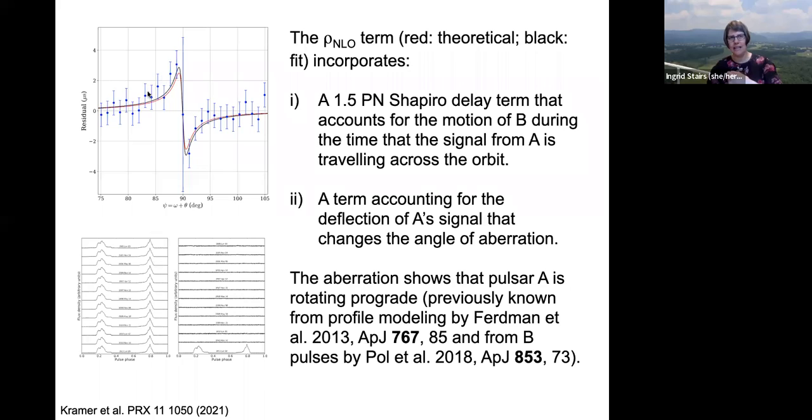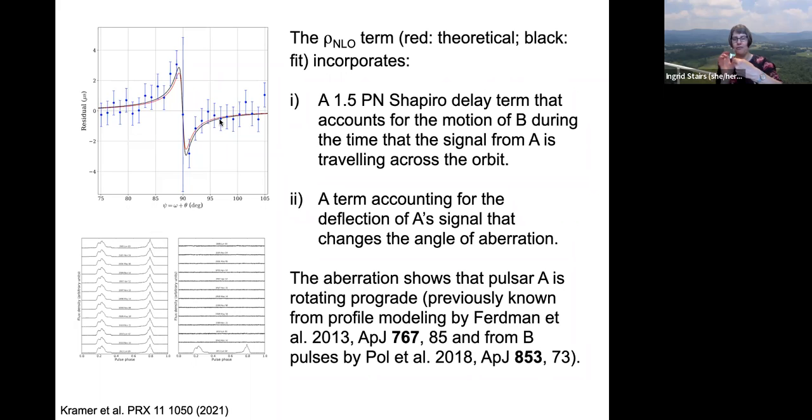We see a delay in the signal as it moves behind pulsar B, and we see the signal coming a little early as it moves away from pulsar B. So it's just a slight change in effectively the angle from which we see the radiation, which translates into a difference in the time of arrival. So what this means is that we're able to distinguish between pulsar A rotating prograde to the orbit versus retrograde to the orbit.